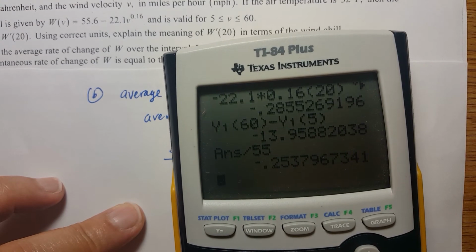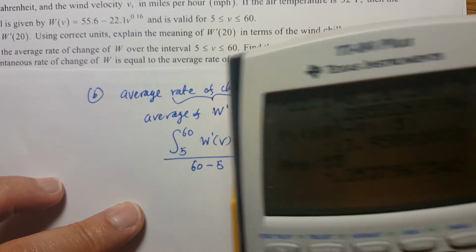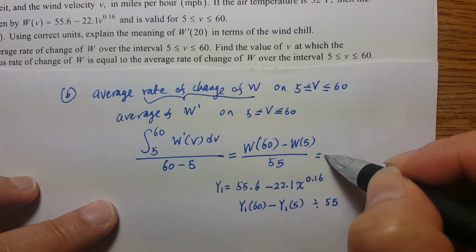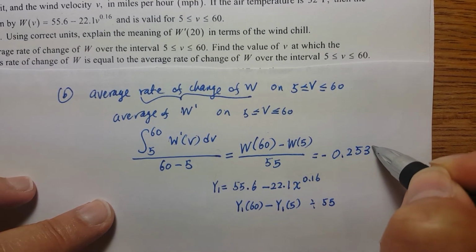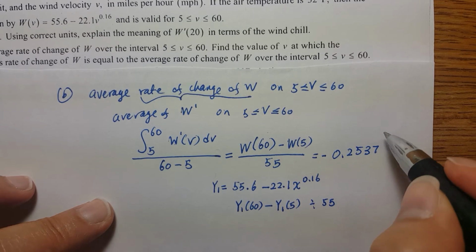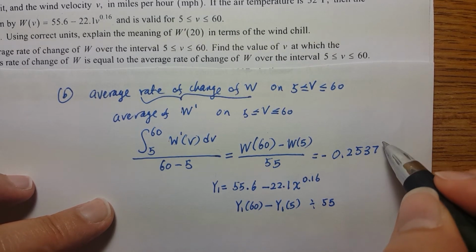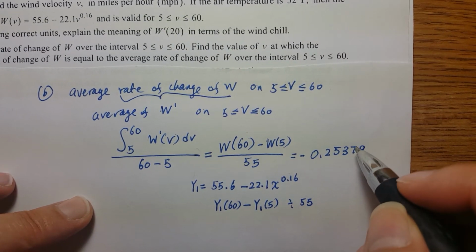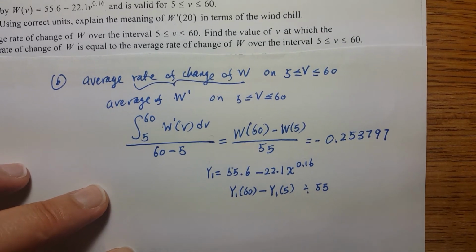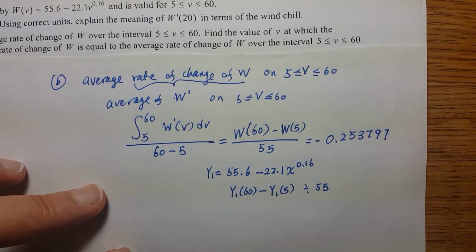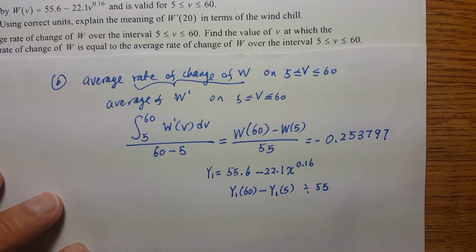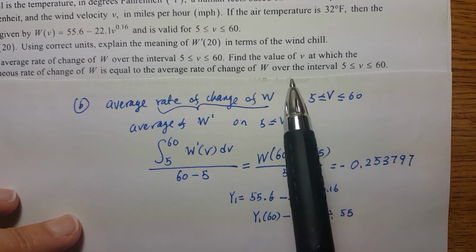So we got this number. So we have negative 0.25397. Okay, so we got negative 0.2537967. So now let's take a look at the next part.